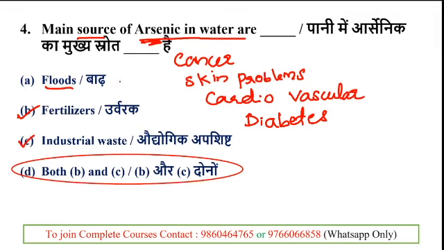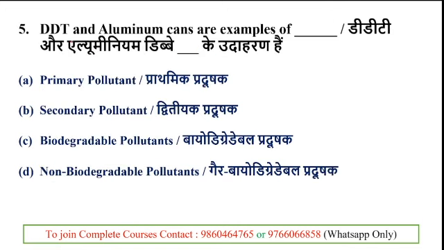Here the flood is a natural calamity. It may or may not happen. But fertilizers and industrial waste are a daily process that happens in the environment. So due to fertilizers and industrial waste, the arsenic will cause problems to our health, that is cancer, skin problems, cardiovascular diseases, and diabetes. Clear? And the next question, DDT and aluminium cans are examples of which of the pollutants?